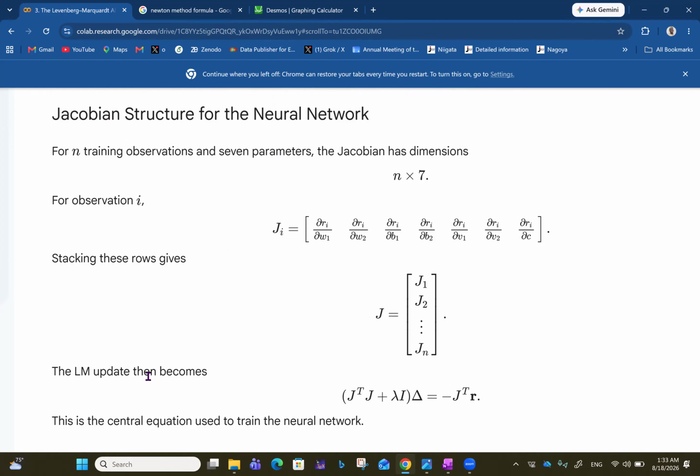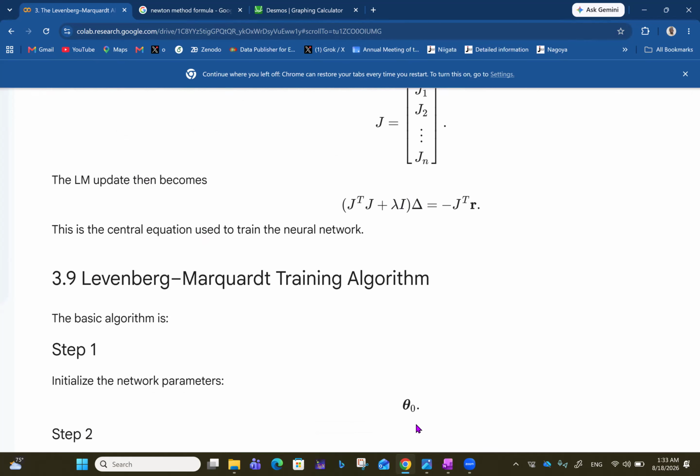Then the Levenberg-Marquardt update becomes J transpose J plus lambda I times delta equals minus J transpose r. This is the central equation, the Levenberg-Marquardt equation, used to train the neural network instead of the standard gradient descent that we use in most cases.